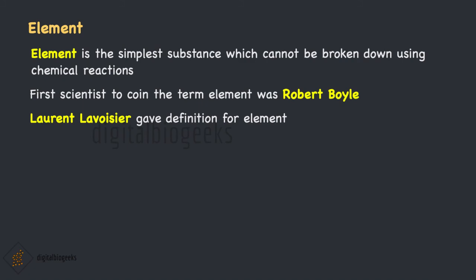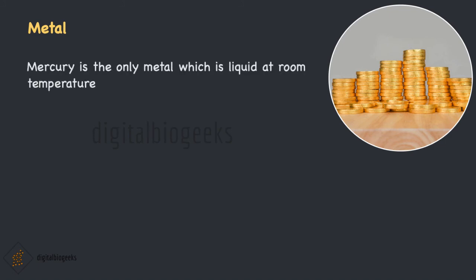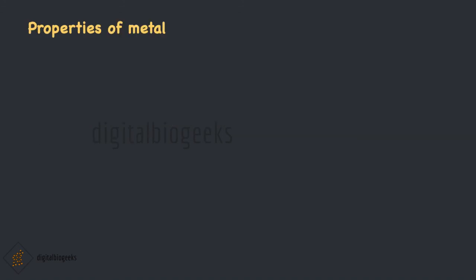Elements can be divided into three: metals, non-metals, and metalloids. Examples of metals are gold, silver, copper, sodium, potassium, etc. Mercury is also a metal, and you all are aware that mercury is the only metal which is liquid at room temperature. Gallium and cesium become liquid slightly above room temperature, that is at 29.85 degrees centigrade.